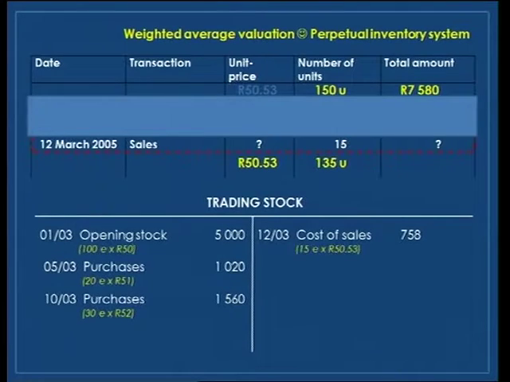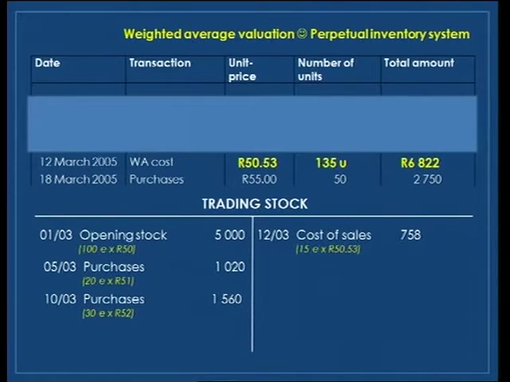Okay. So in other words, now I had 150 units. I've sold 15. So now I'm left with 135 units at that average price. So I don't look at them separately anymore. I now have a new average price for the 135 units because I don't know which of those I've sold. It's not like the first in, first out method. Okay, so let's carry on.